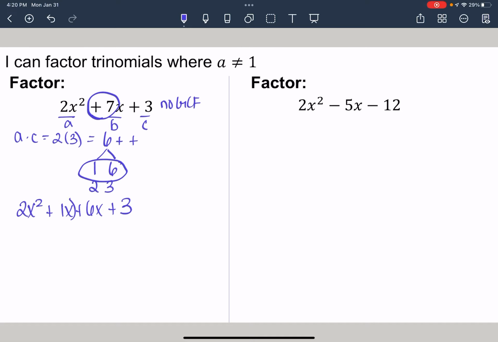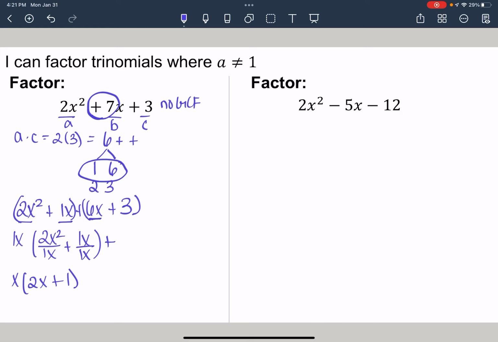And I put my terms into two groups. So from 2x squared and 1x, I'm going to factor out my GCF. So they have a GCF of 1x that I can divide out from both terms. So I have x times 2x squared over x is 2x, plus 1x over 1x is 1.